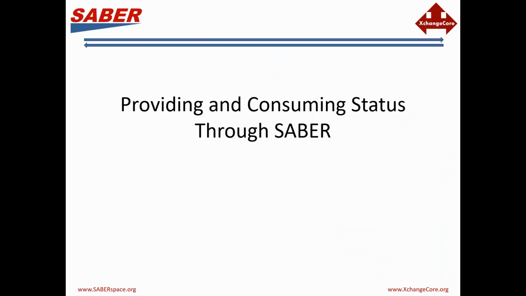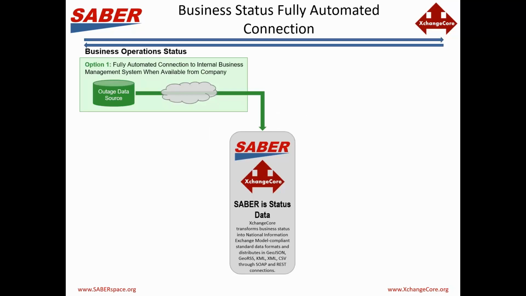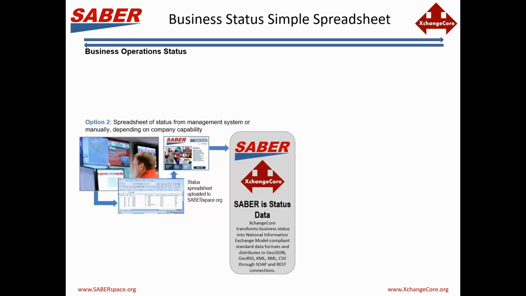So what does all that mean? How does this work? Real quick few pictures. 3 different ways that you can get information into SABER if you are a company. A fully automated connection can be made to SABER, and we help you do that at very little effort on your part. Secondly, the vast majority of companies use spreadsheets to manage their own understanding of business status. We take those same spreadsheets, you don't have to change a thing, and build a template for you to upload those through the saberspace.org website into SABER.